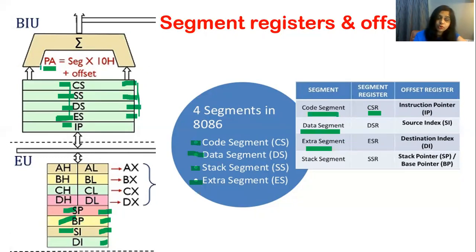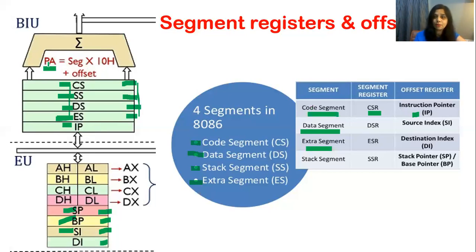If we want to calculate the physical address of a particular segment, say the code segment, then we take the contents of the segment register, that means the code segment register, multiply it by 10, and then add the offset for the code segment, where the offset will be in IP. So add the contents of this register, and you will get the 20-bit physical address.